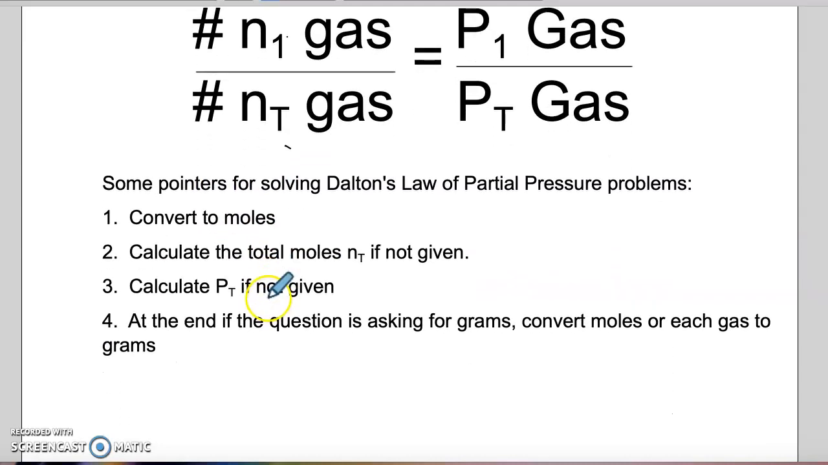I'm going to show you a calculation, and there are some pointers I have down here. If you are given grams of the gases, you would want to convert to moles. Once you have the moles of each gas, you can calculate the total moles of the mixture. Sometimes you're given the partial pressures, and if you have all of the gases in the mixture, you can calculate the total pressure. And in some questions, at the very end they're asking you for the mass of the gases in the mixture. If that happens, you would calculate the moles of each gas and then convert to grams using molar mass.